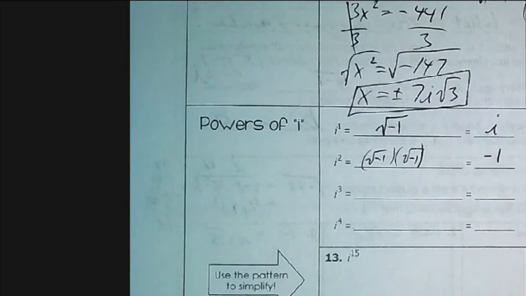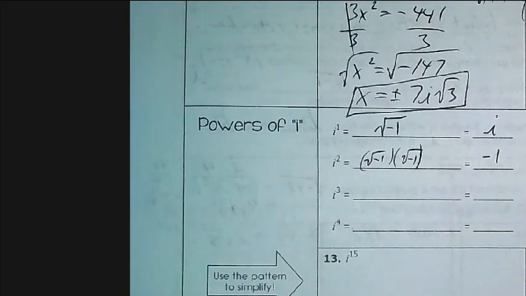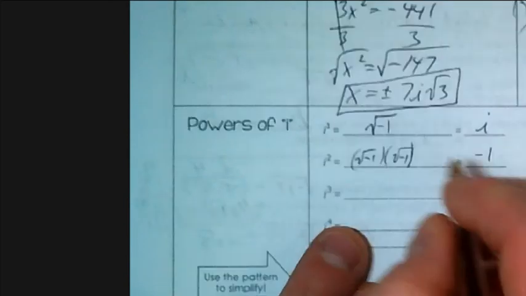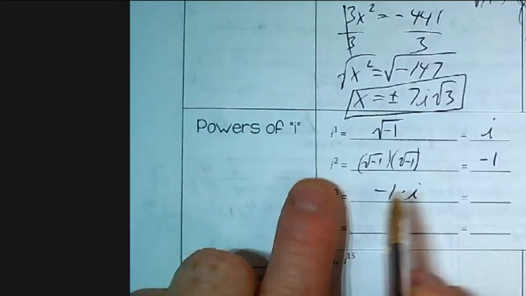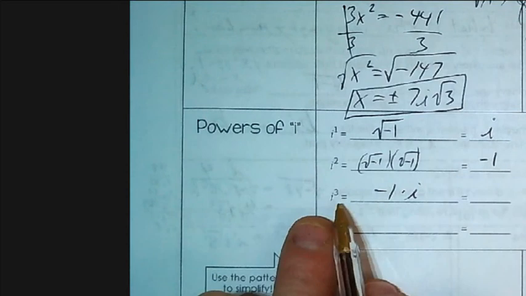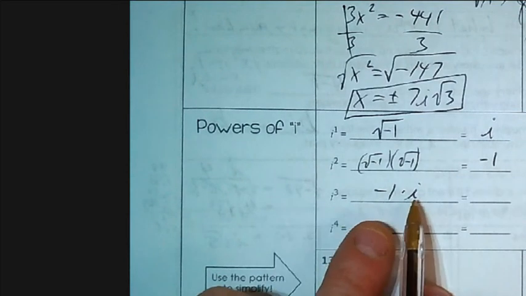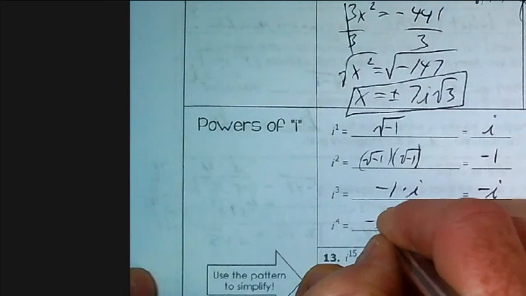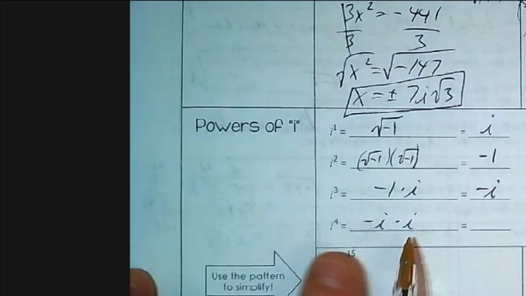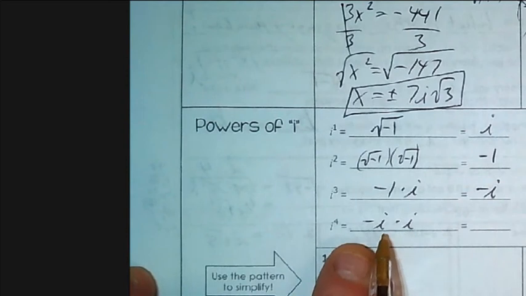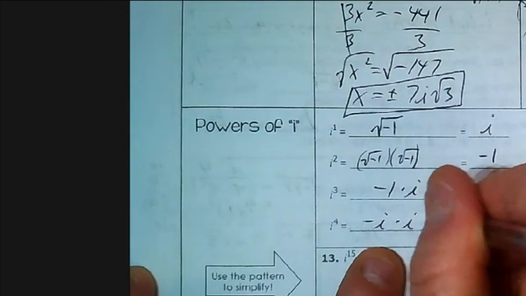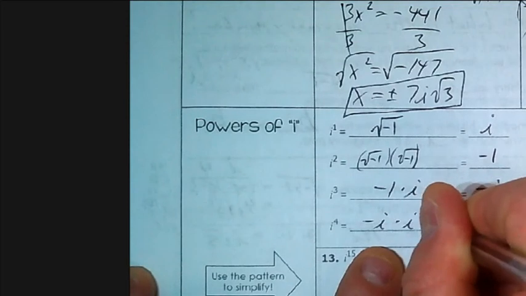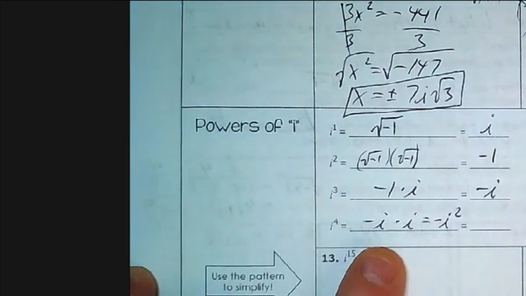Okay. The next one, i cubed. So i cubed is going to be negative 1 times i, because i squared is negative 1, and then i cubed would be i squared times i, which is negative i. Okay, so i cubed is negative i, and I'm going to multiply by another i. So what do I get when I do negative i times i? Well, negative i squared, right? Okay. So what was i squared?